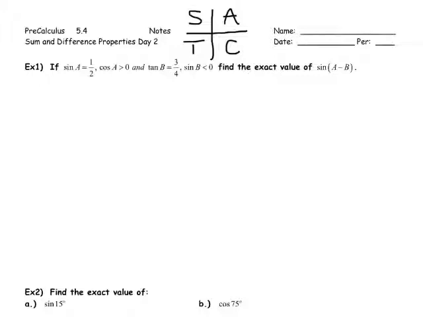All right, so in example 1, it tells us that if sine of A is equal to 1/2 and cosine of A is greater than 0, and tangent of B is 3/4 and sine of B is less than 0, find the exact value of sine (A minus B). Well, the first step you want to do is go ahead and draw those two triangles. So let's first draw angle A.